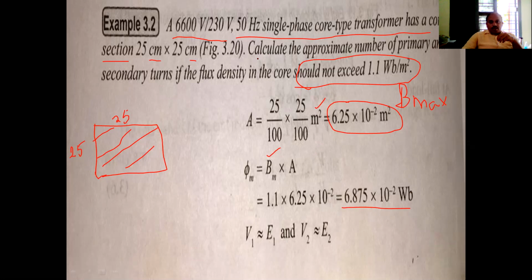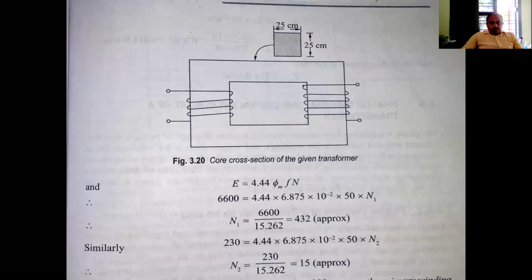So here we calculate the approximate number of primary and secondary turns. We need to calculate N1 and N2. We know that the EMF equation equals 4.44 maximum value of flux phi times f times N. So from this, N1 is calculated, N1 means E1. Substitute E1 and E2 values. From that we calculate the N1 value. Similarly, N2 value is also calculated.